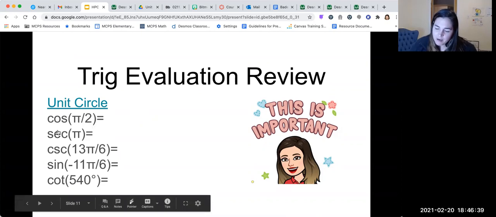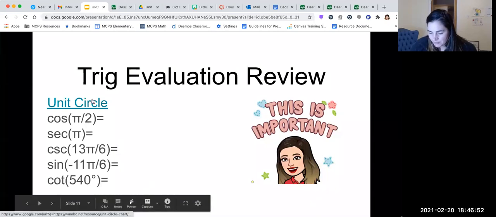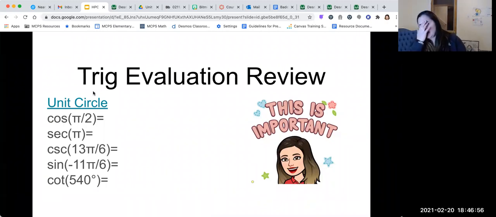What's the cosine of pi over 2? What's the secant of pi? What's the cosecant of 13 pi over 6? What's the sine of negative 11 pi over 6? And then what's the cotangent of 540? So go ahead and pause. This slide deck is in the modules, so you can look at it and get a sense of it if you'd like.